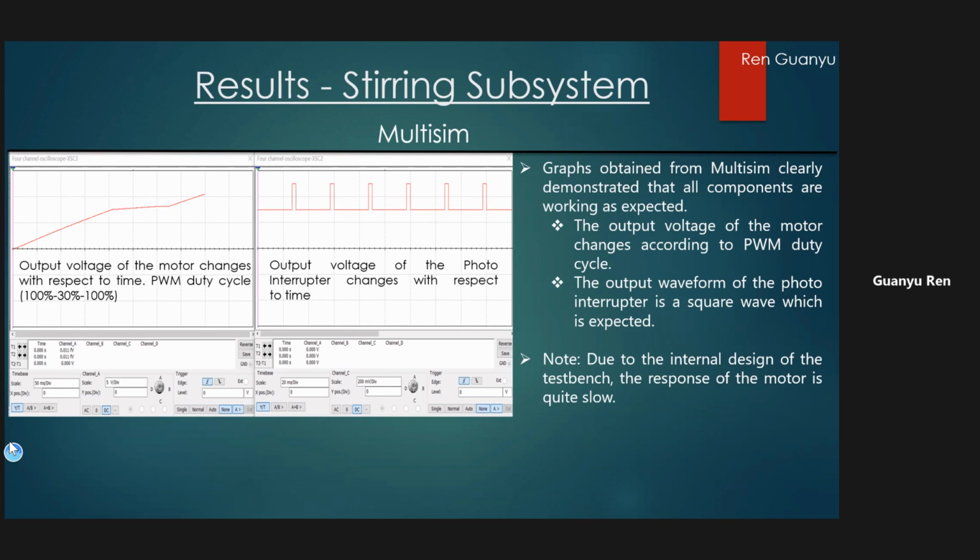By looking at the results, it is quite clear that both devices are working fine. The voltage increased with time quite rapidly with a 100% duty cycle, and increased with time slowly as the duty cycle was reduced to 30%. The photo interrupter output voltage is a square wave and a digital signal, which is exactly what we would expect from such a device in the real world.